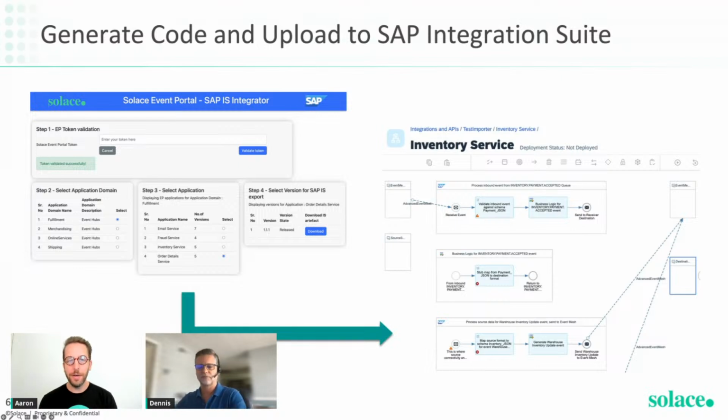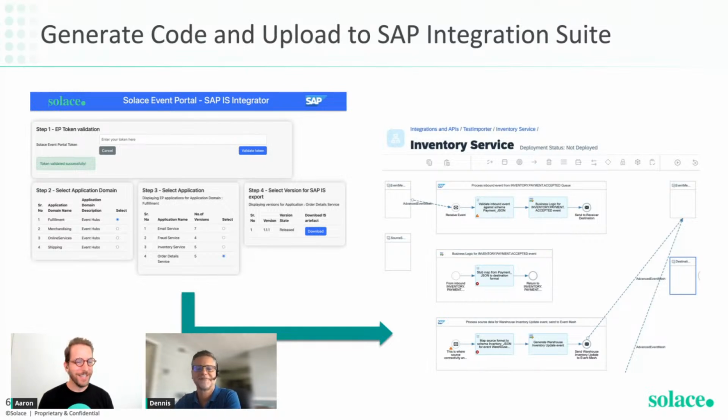Shameless plug: even if you're not using SAP, let's say you're an IntelliJ Java developer. I wrote a plugin for IntelliJ about a year ago, and it uses the exact same RESTful API that Dennis is just talking about here. So if you're a Java developer like me, we also have plugins for that. You can browse the Event Portal, look at your application domains, events, and schemas, and generate Spring Boot code out of that as well. So there are multiple ways of integrating with Event Portal and using it wherever you do your application development.